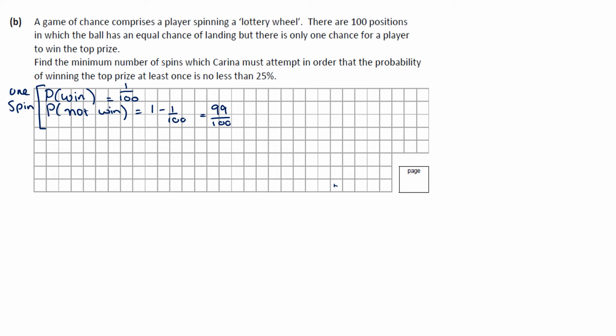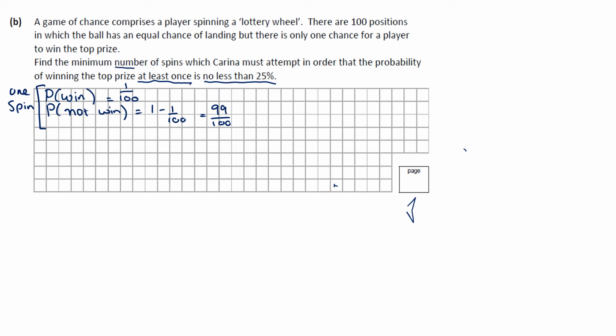Find the minimum number of spins that Karina must attempt in order for the probability of winning the top prize at least once is no less than 25%. Now, there's a lot going on here. At least once. So they want to win it and no less than 25%. So when you're dealing with at least once, it's basically not winning, if that makes sense. So the chances of me winning at least once is the same as 1 minus the probability of me not winning at all.